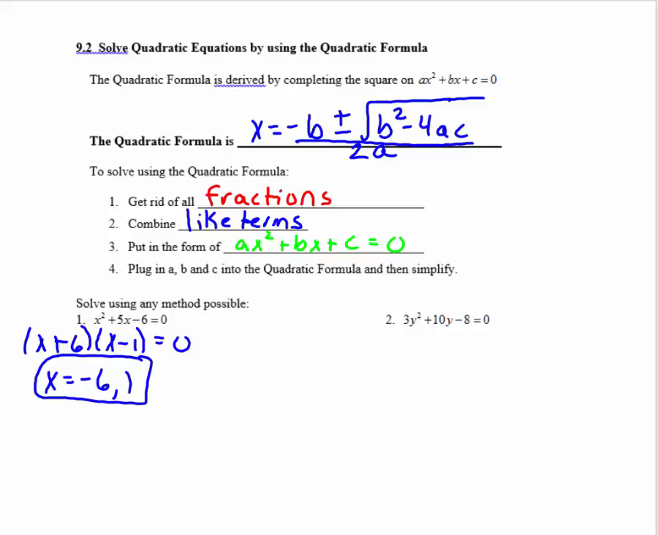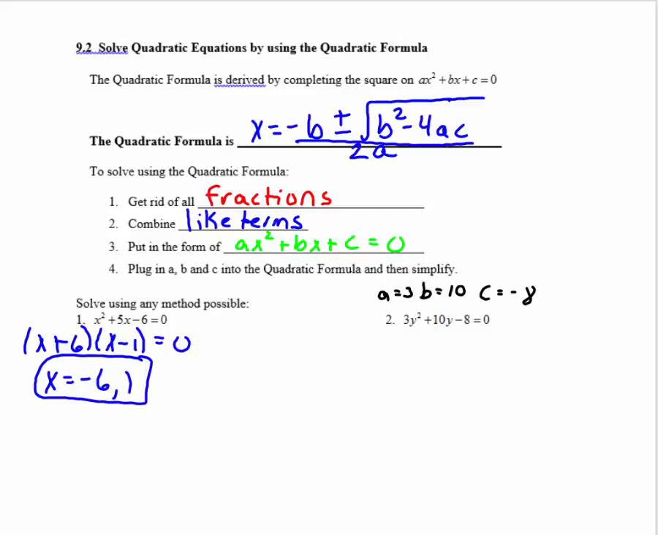If you want to try using the quadratic formula, make sure you can get to the answers of negative 6 and 1. Now looking at number 2, we have 3y squared plus 10y minus 8 equaling 0. If I wanted to factor that, I would have to do the AC method, where I start off by multiplying a times c. This one actually is factorable, but some students don't really like using that AC method so much, so let's go ahead and try the quadratic formula instead. We know that a is 3, b is 10, and c is negative 8, because it's already in the form where everything is over to the left-hand side and it equals 0.